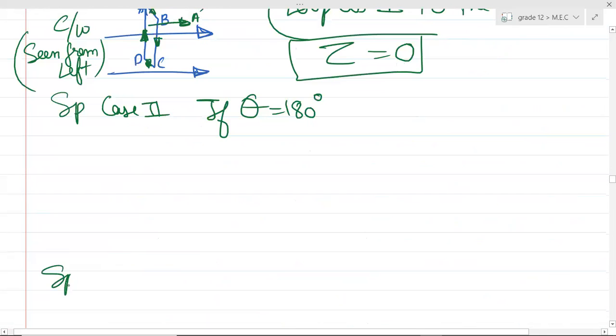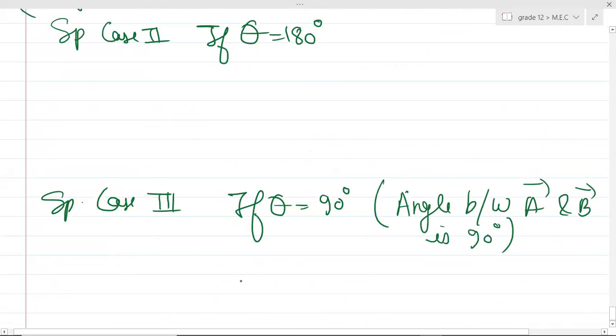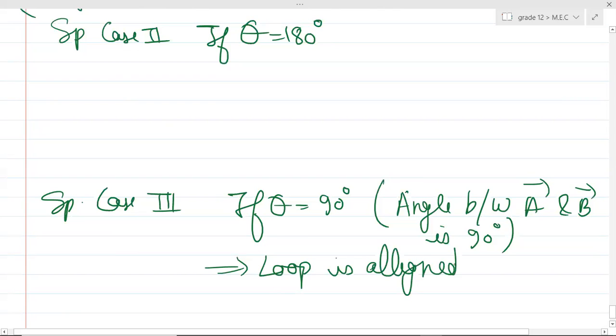And special case 3: if theta is 90 degrees, the angle between the area vector A and the magnetic field B is 90 degrees. That implies the loop is aligned along the magnetic field.